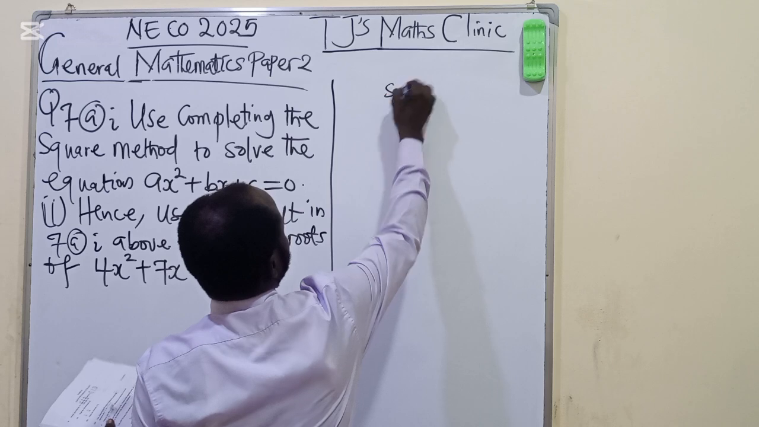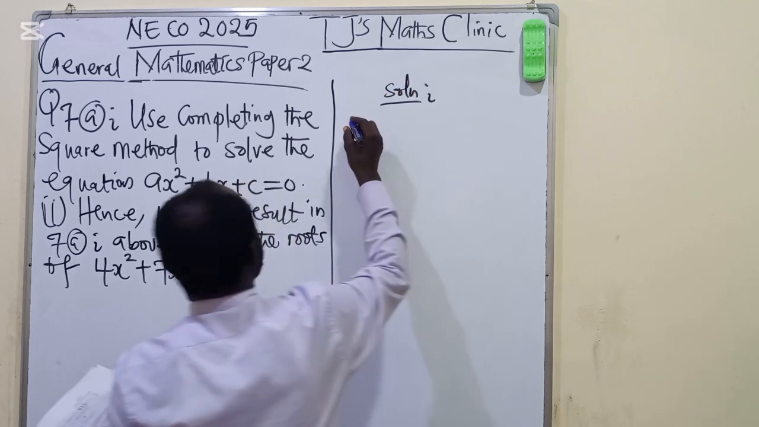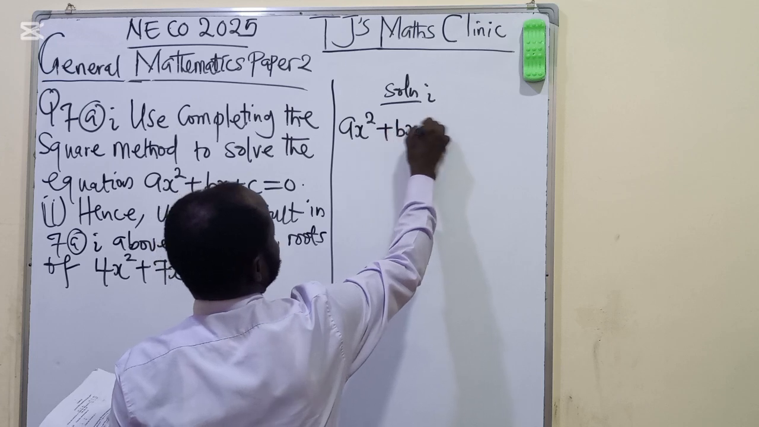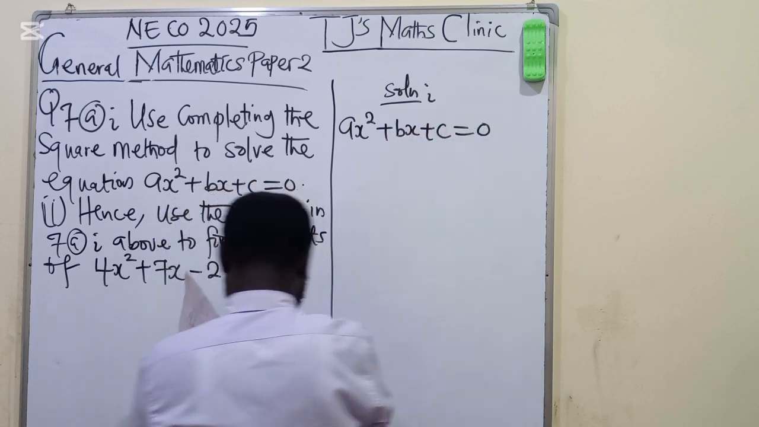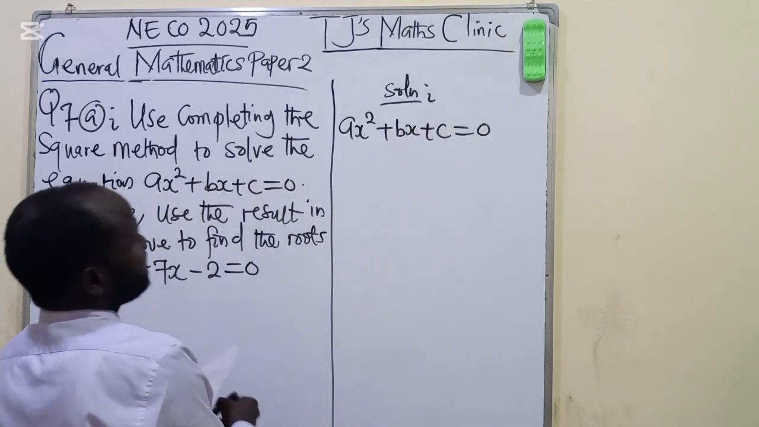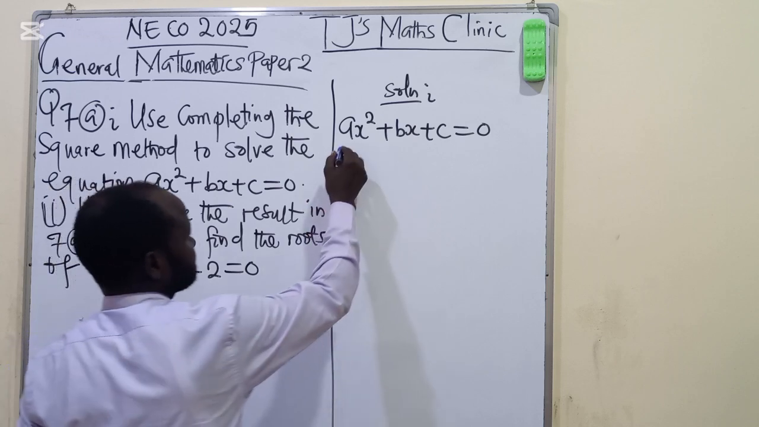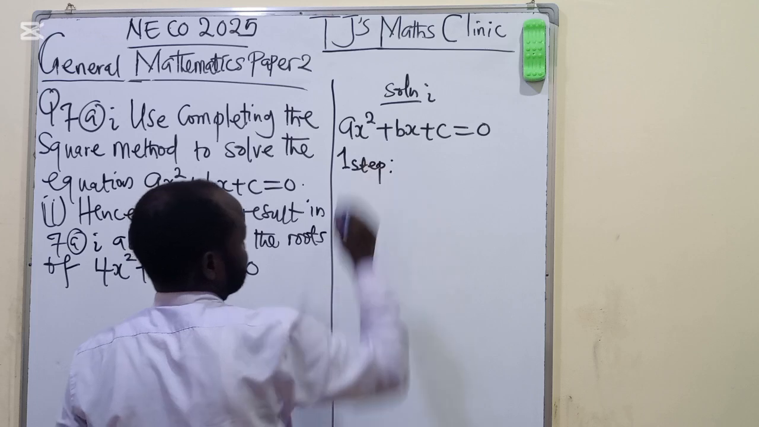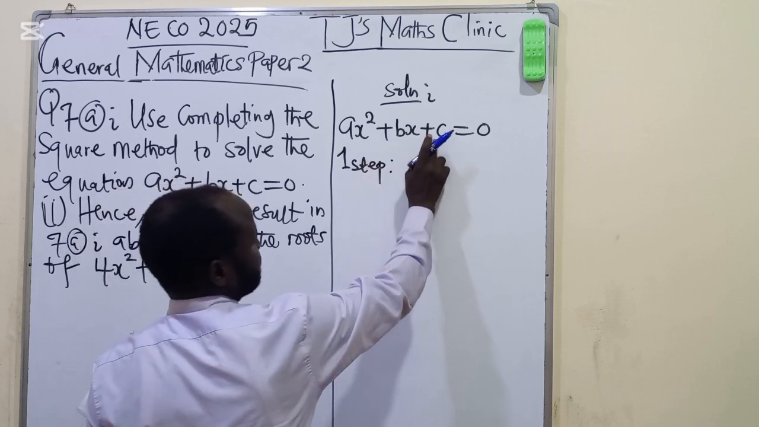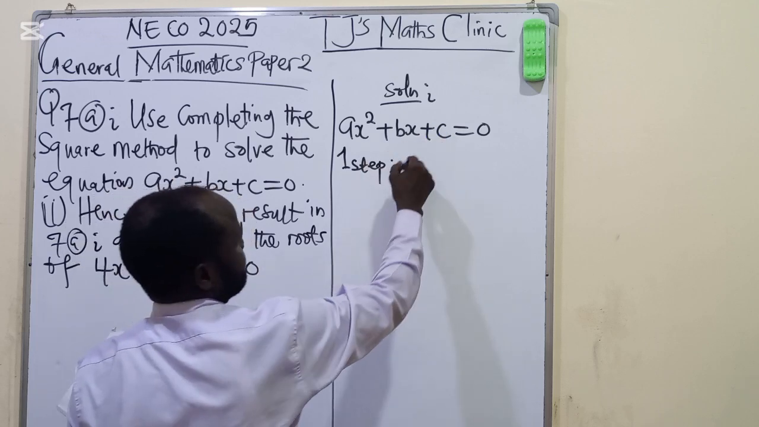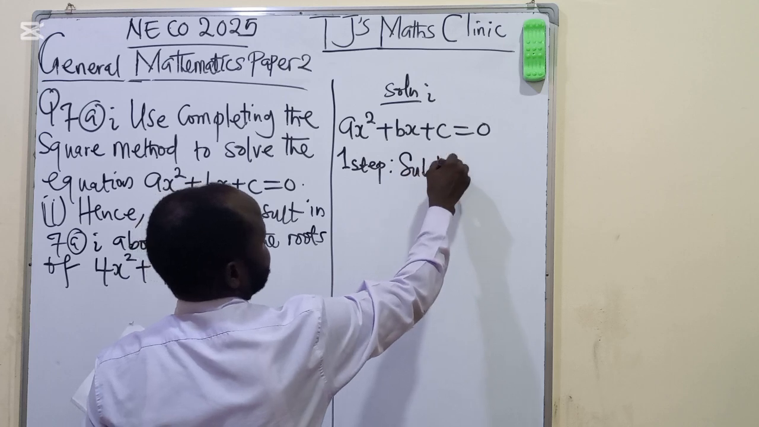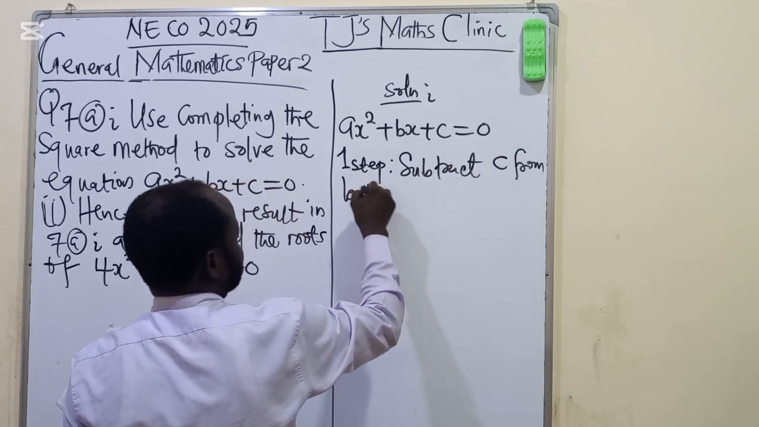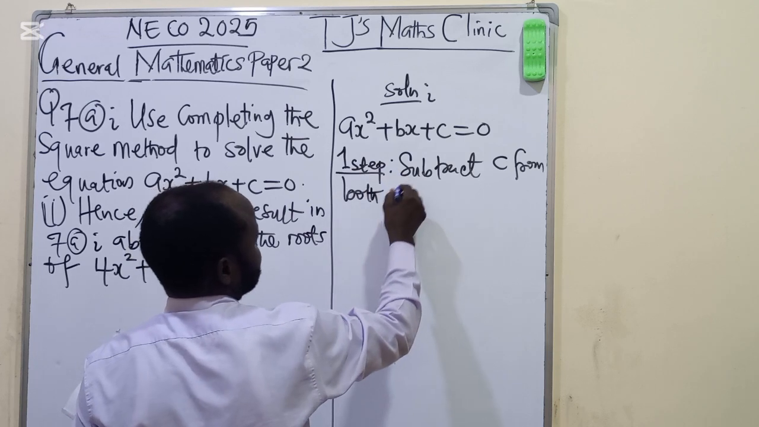The solution to Roman numerals 1 now. We have ax squared plus bx plus c equals 0. Very important. The first step, that's step 1. Step 1 is for us to subtract this constant c from both sides.